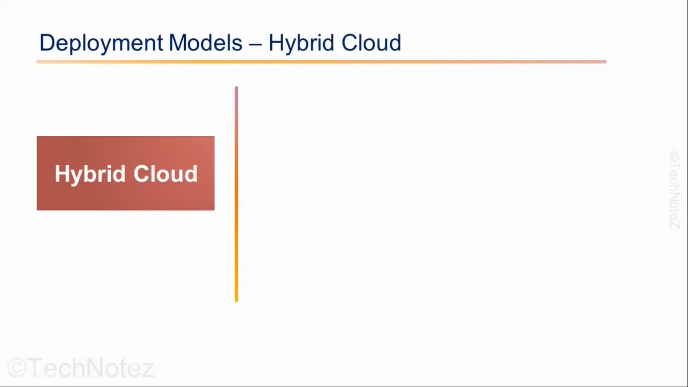Next, let's talk about hybrid cloud. Hybrid cloud combines the benefits of both public and private cloud. In a hybrid cloud, some workloads and data are stored in a private cloud while others are stored in a public cloud. The private cloud can be used for sensitive workloads and data that require high level of security, control, and compliance. The public cloud can be used for non-sensitive workloads that require scalability, flexibility, and cost efficiency.